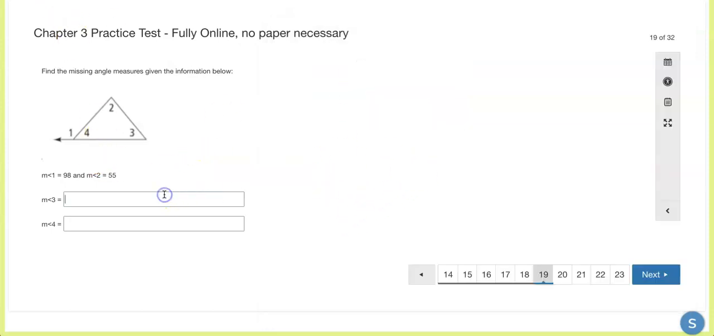Okay, so this one's 43. You might be able to hear my dog barking. He's a dum-dum.